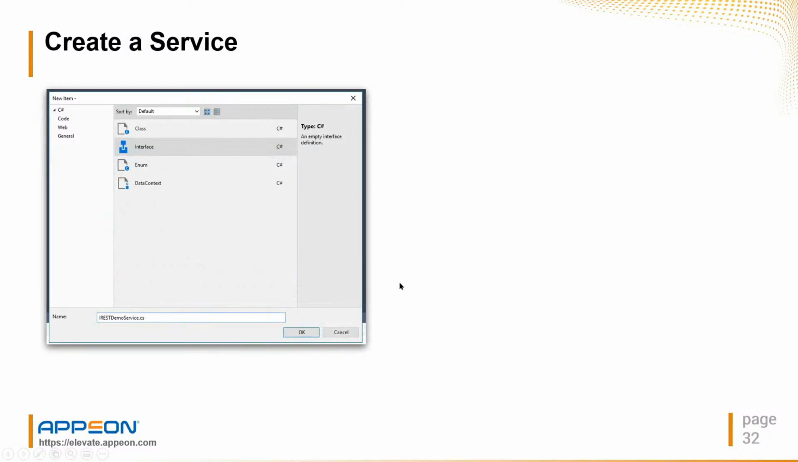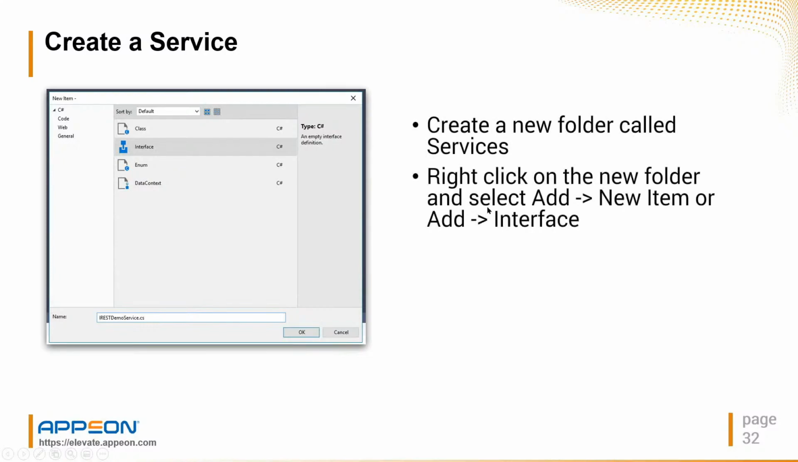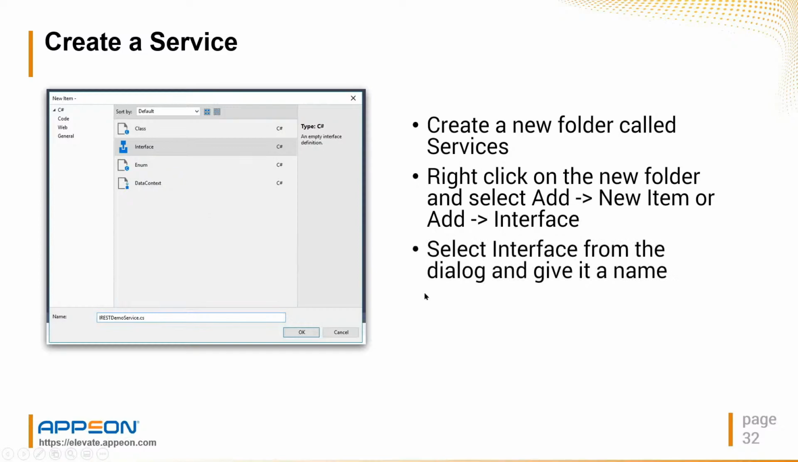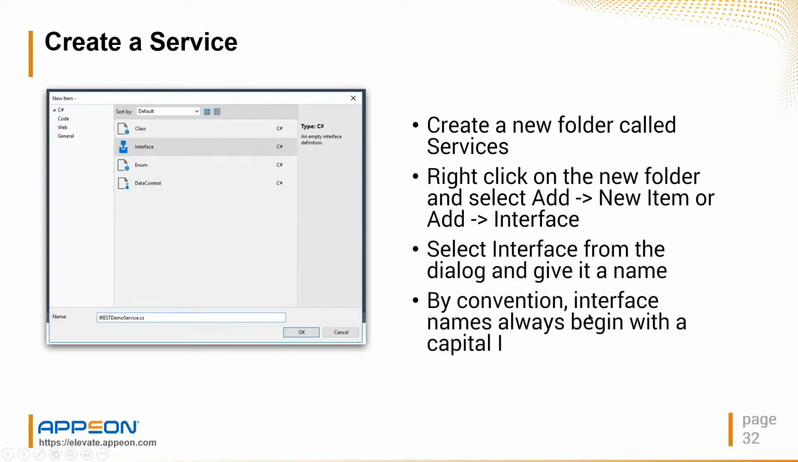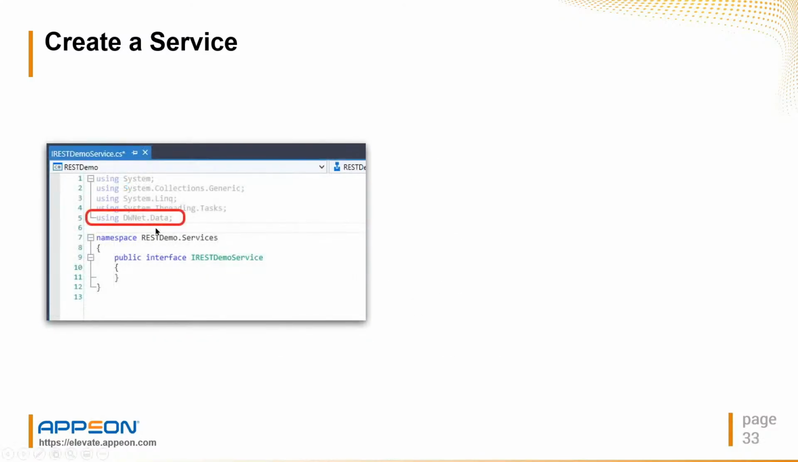Now we want to create a service, and the first thing we start off with is the interface. So I'm going to create a folder called Services, right click on that new folder, say add new item, and say add interface. And give it a name, and by convention, interfaces always begin with a capital I. In my interface, I'm going to add a using clause for dwnet.data. That's the other Appeon library, but this one actually provides DataWindow capability.